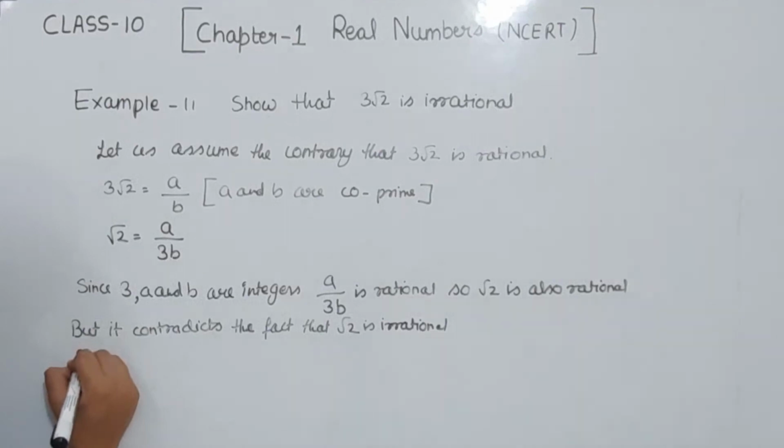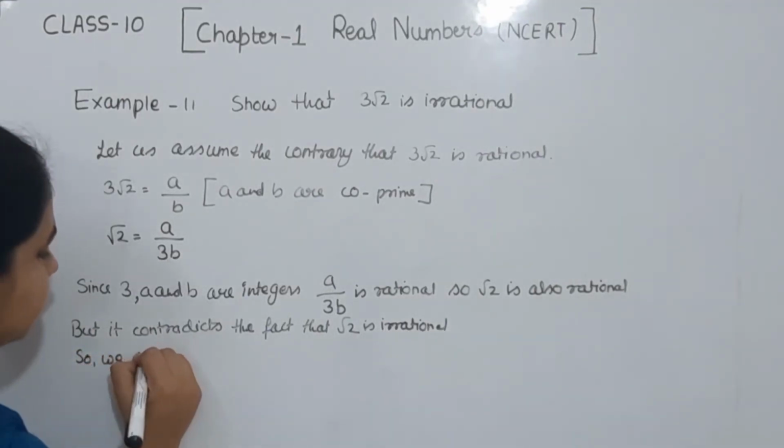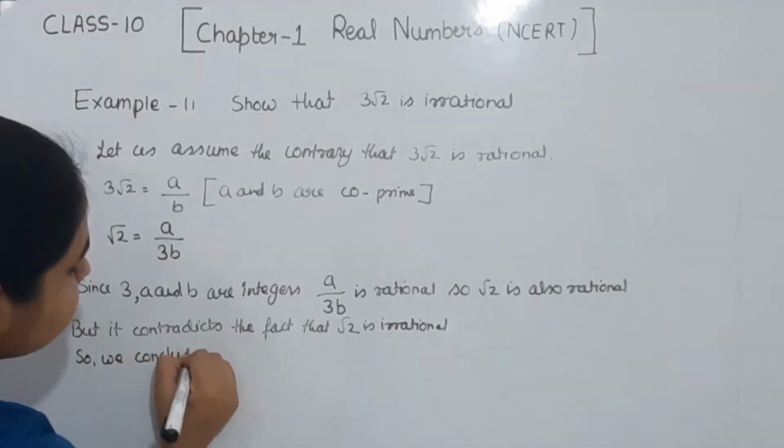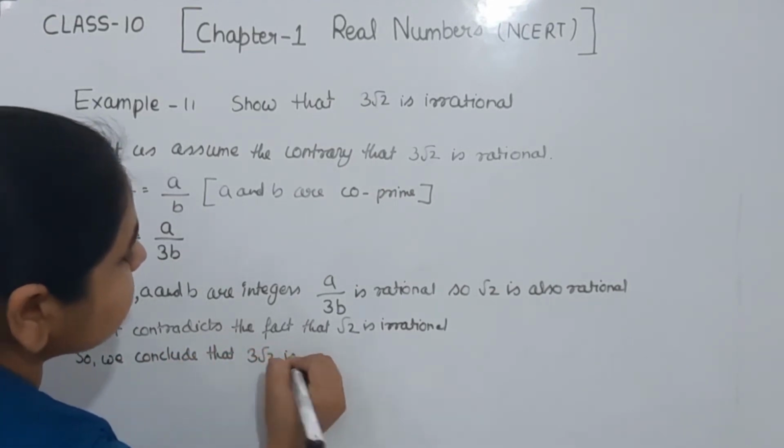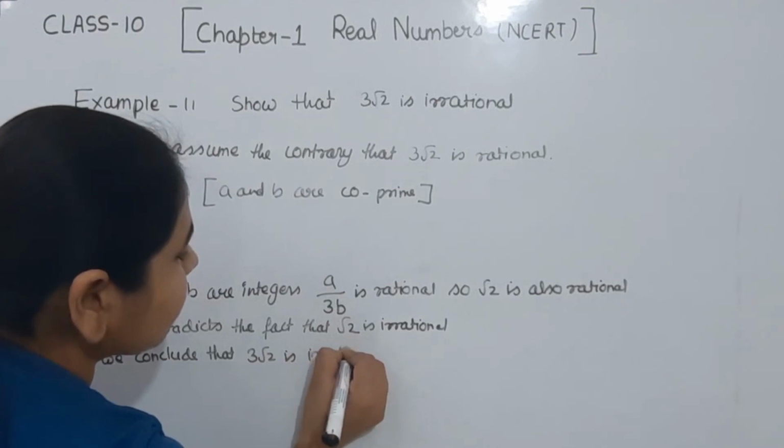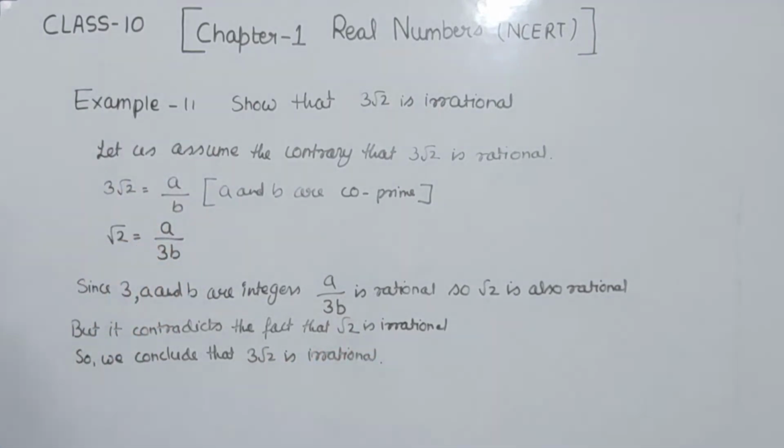So we conclude that 3 root 2 is irrational. So this is example number 11. This is the last example related to exercise 1.3. In the next video we are going to start with the questions of exercise 1.3.